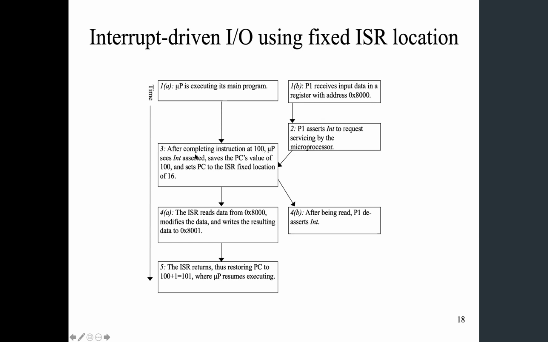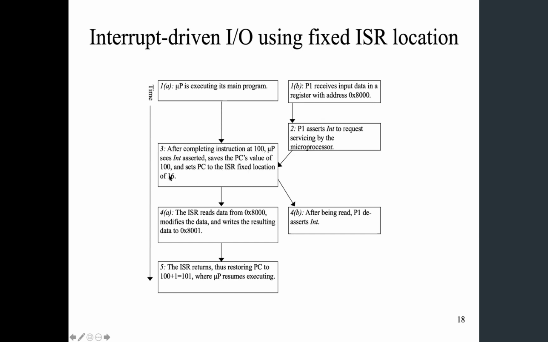So the microcontroller will say, okay, let me finish the current instruction, which could be at address 100. And the microcontroller sees this interrupt signal, and so this pin is asserted. So it will save the PC, which stands for program counter, saving the current PC's value 100, and set the PC to the ISR, the fixed location of 16.